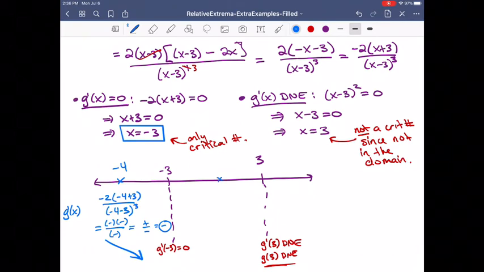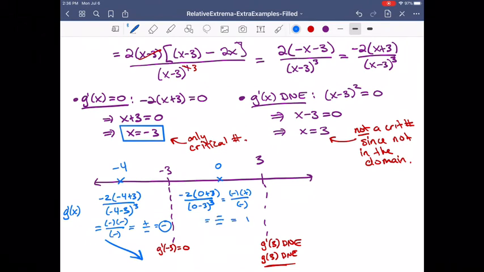Okay, let's pick something between negative 3 and 3, so let's say 0. So I have negative 2 times 0 plus 3 over 0 minus 3 cubed. So this is a negative times a positive over a negative, because negative 3 cubed is negative 27. So I have a negative over a negative, which actually gives me a positive. So I'm going to be increasing on this interval.